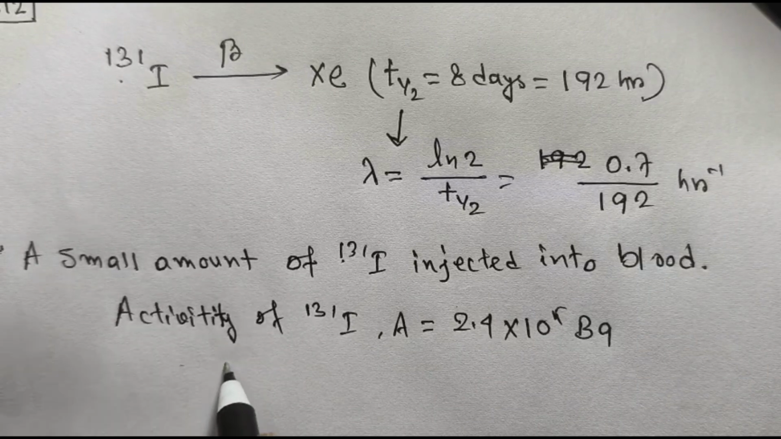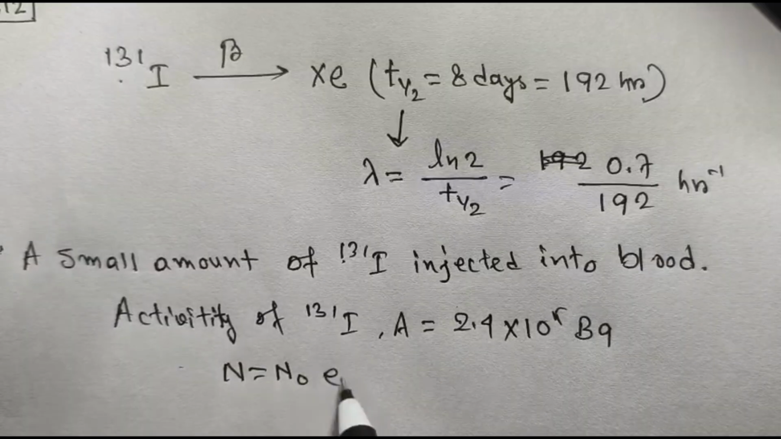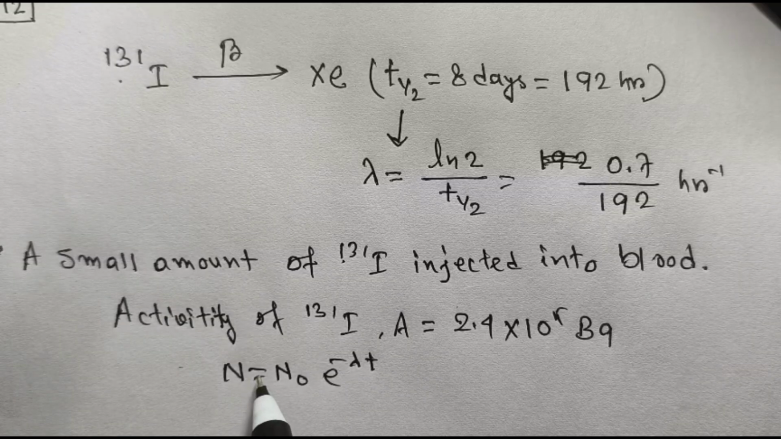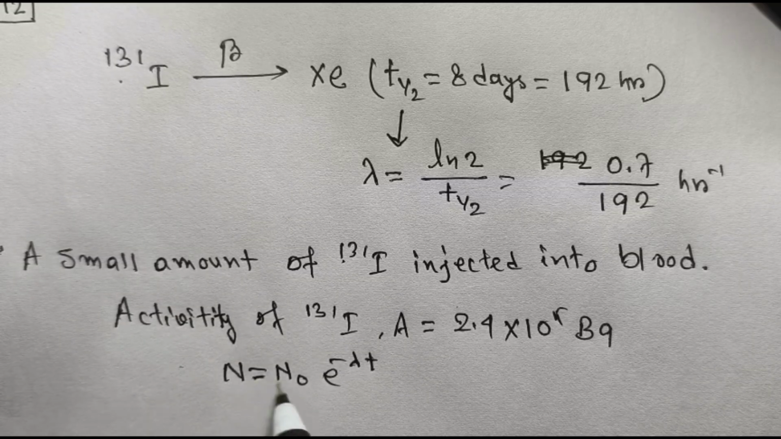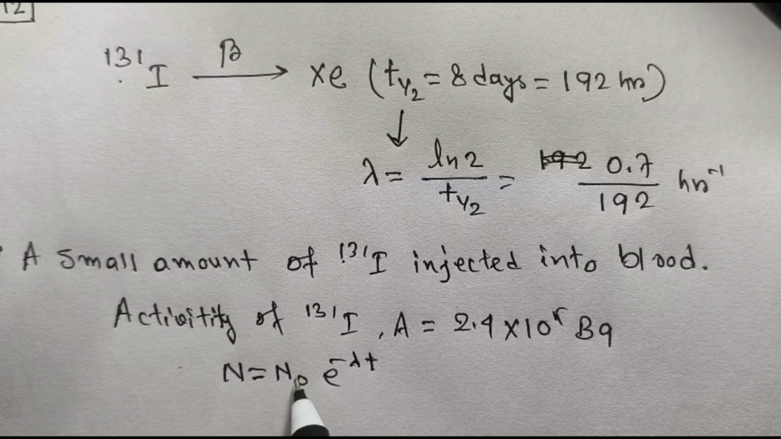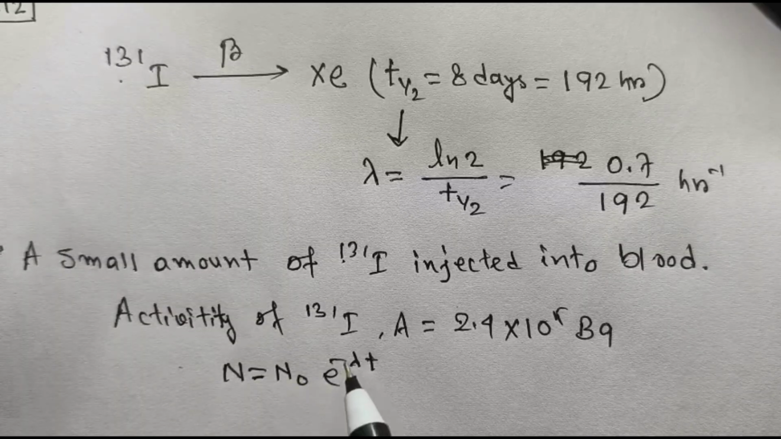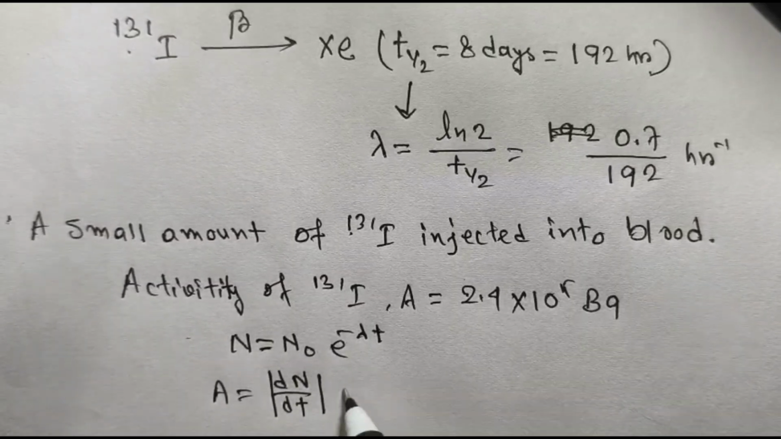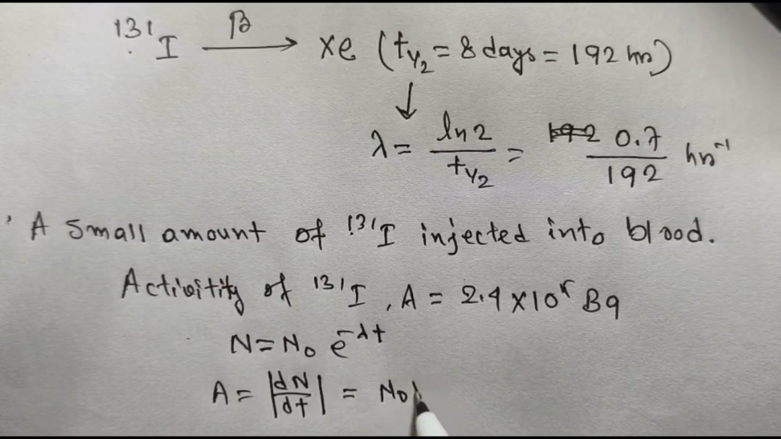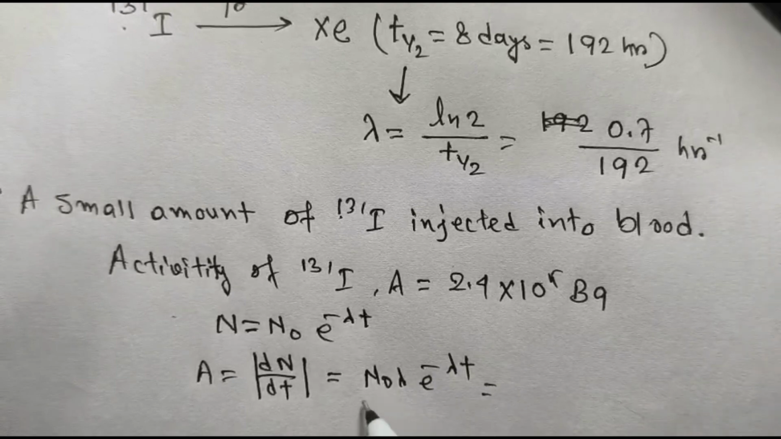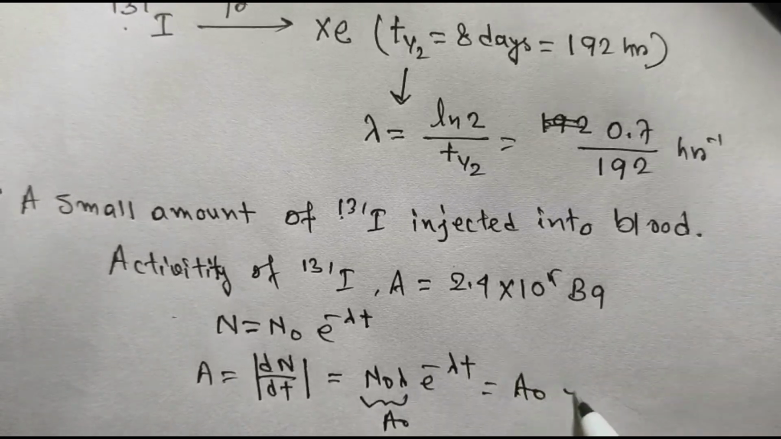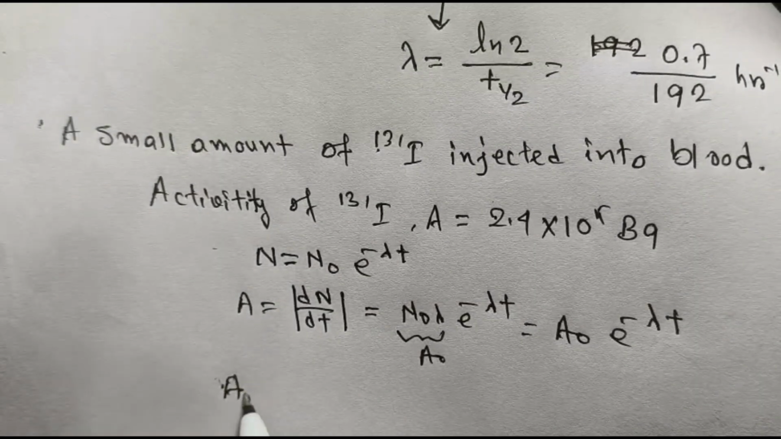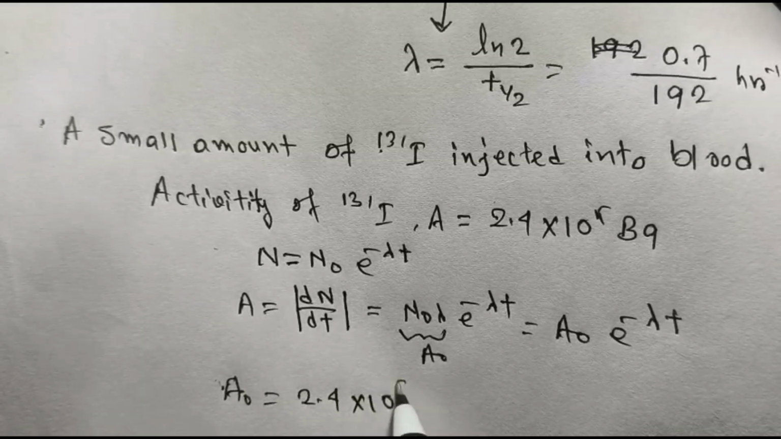Now we all know there is a formula called N equal to N naught e to the power minus lambda t, where N is, at any instant t, the number of nuclei in a radioactive sample. N naught is the initial number of radioactive nuclei of that sample. Now activity A is equal to |dN by dt|. This will give you N naught lambda e to the power minus lambda t, and this is your initial activity A naught e to the power minus lambda t. Now here our A naught is 2.4 into 10 to the power 5 becquerel.